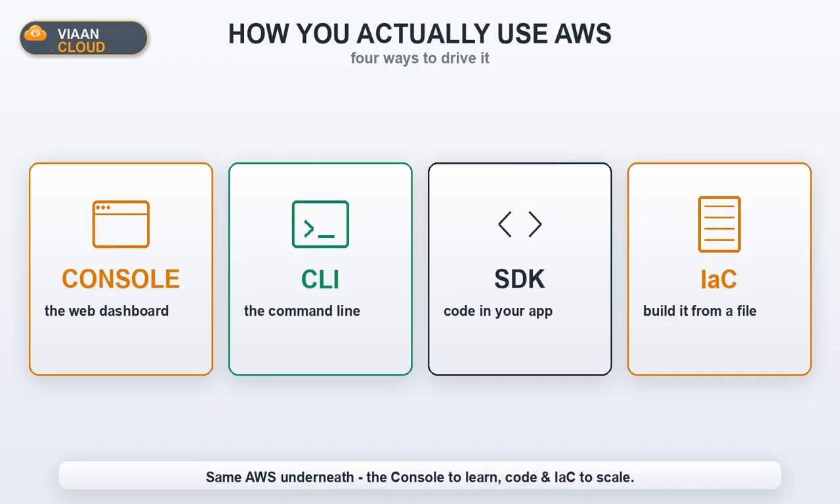4 ways. The console is the web dashboard, great for learning. The CLI is the command line. The SDK lets your own code talk to AWS. And infrastructure as code lets you build your whole setup from a single file. Same AWS underneath, so start in the console and graduate to code.